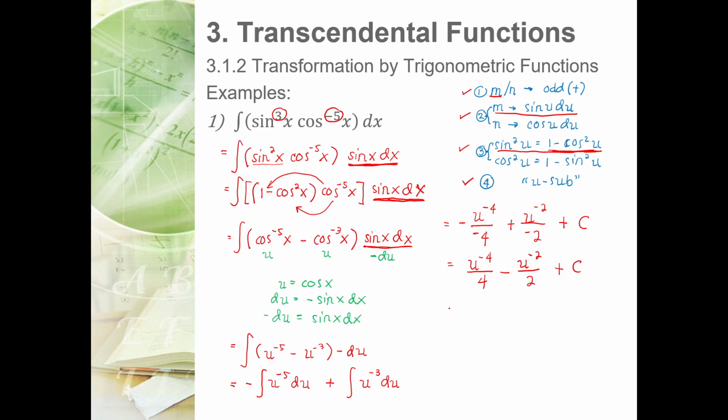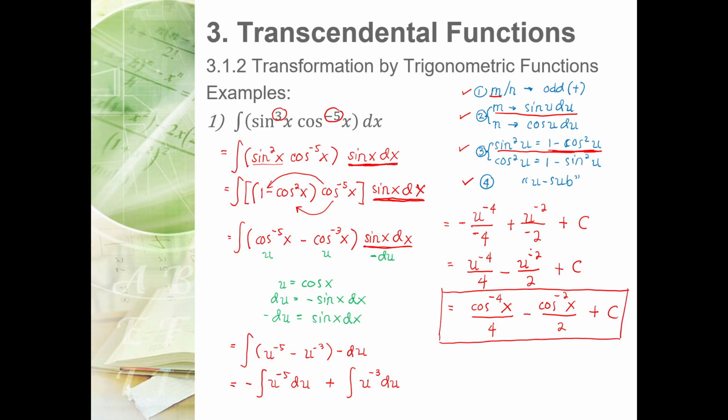So again, don't forget to bring back the value of your u parameter. So that's cosine to the negative 4x, then minus cosine to the negative 2x all over 2 plus c. So this answer is correct.